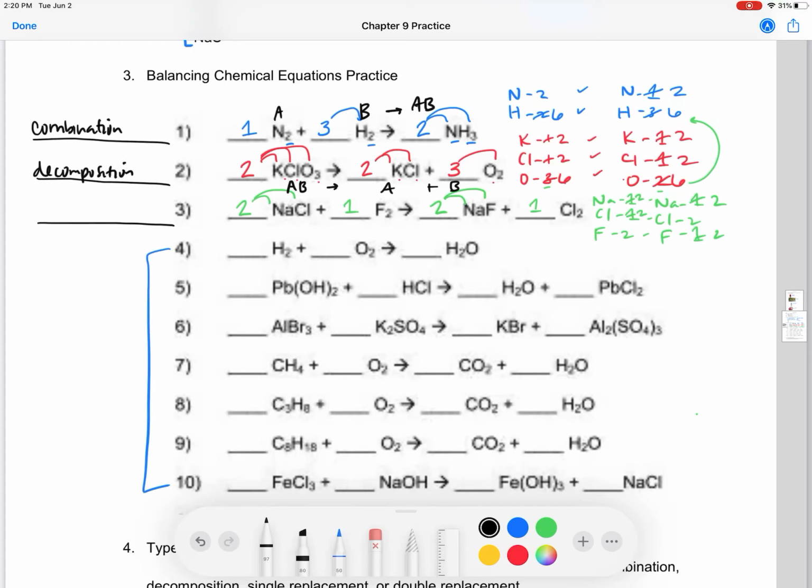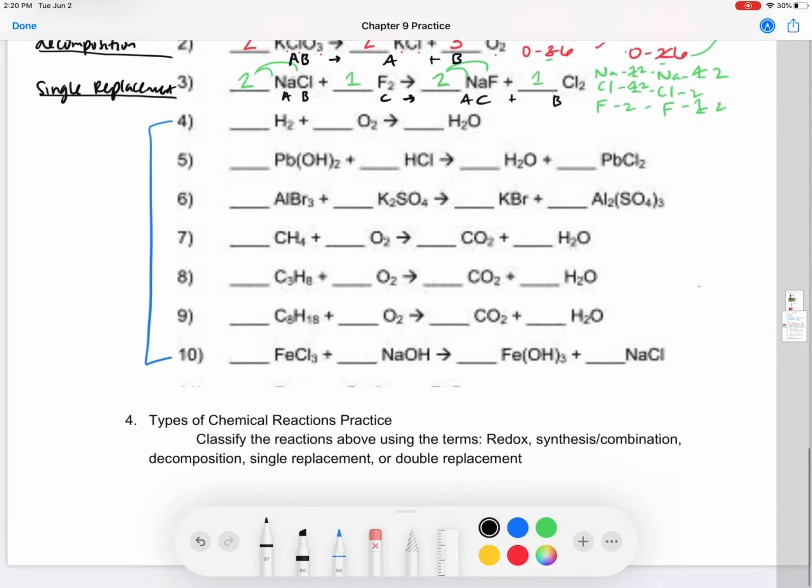My next one is AB plus C is AC plus B. And hopefully you can see here that this is A and B dancing together. C comes along, displaces B, and is now dancing with A. So this would be a single replacement.